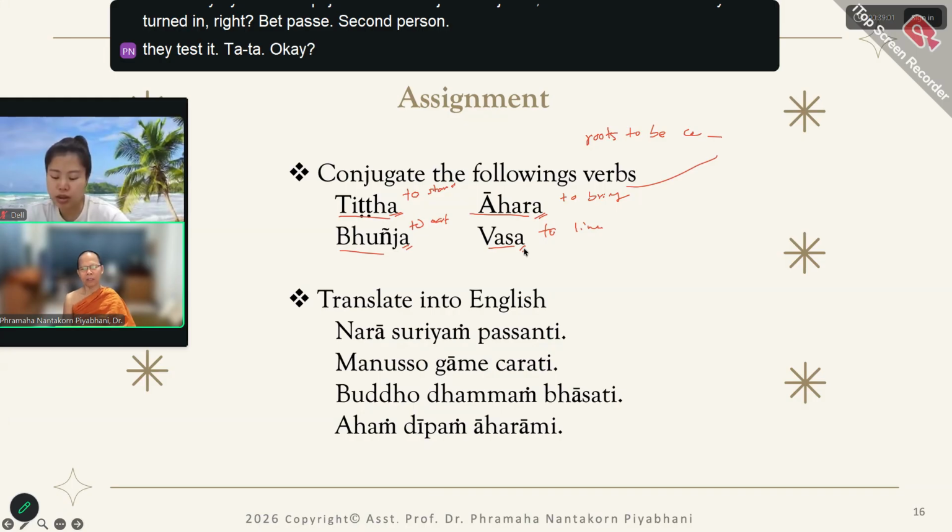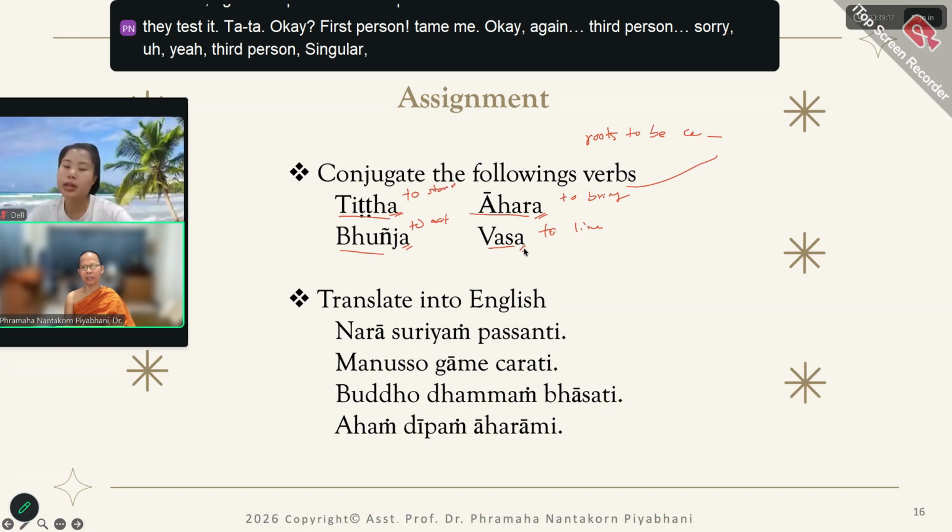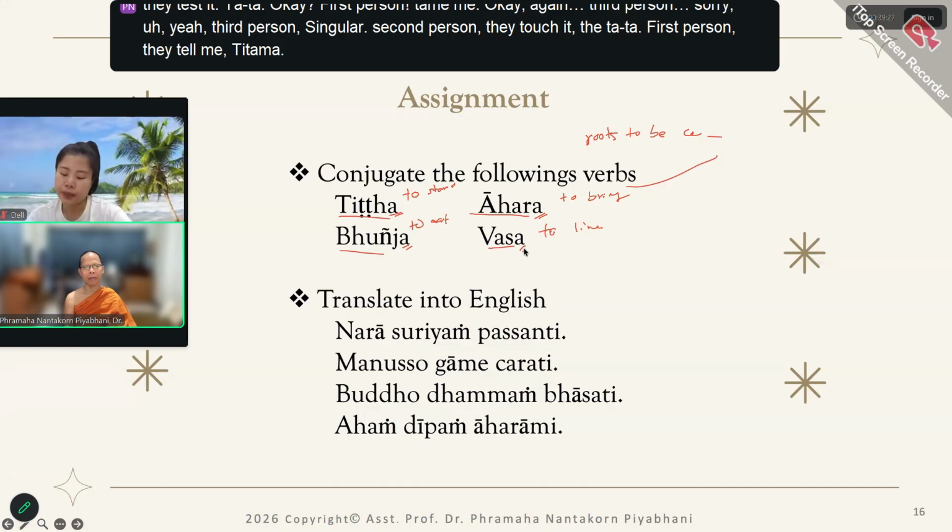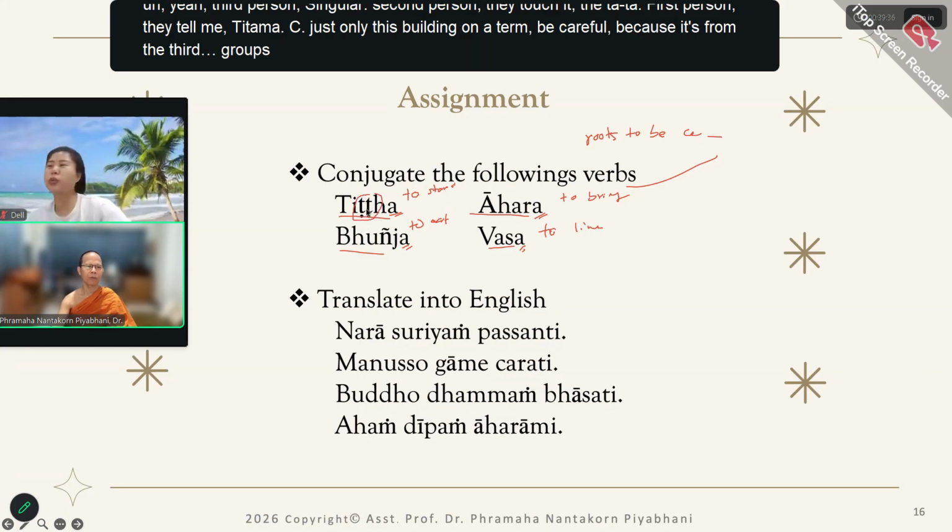First person, tithami, tithama. Again, third person, singular plural, tithati, tithanti. Second person, tithasi, tithatha. First person, tithami, tithama. Be careful with the spelling of the term, because it's from the third group, ta and tha. Ta, tha, tatana, you see.